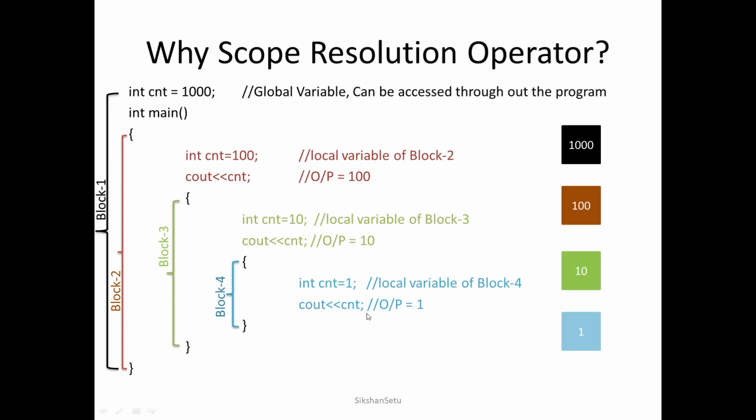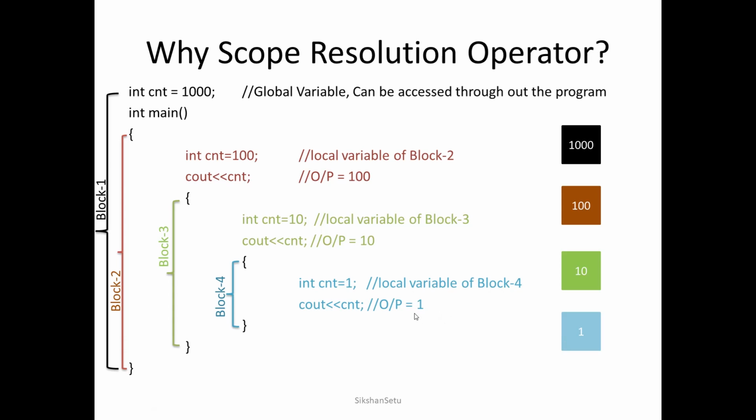So when I am trying to print the value of CNT, there are 4 CNT: one global, local to block 2, local to block 3, local to block 4. Right now we are in block 4. So the priority of the local CNT of block 4 is the highest, so when you try to print CNT, it will print the value of that CNT which is local to block 4. So output is 1. This is how your program executes.